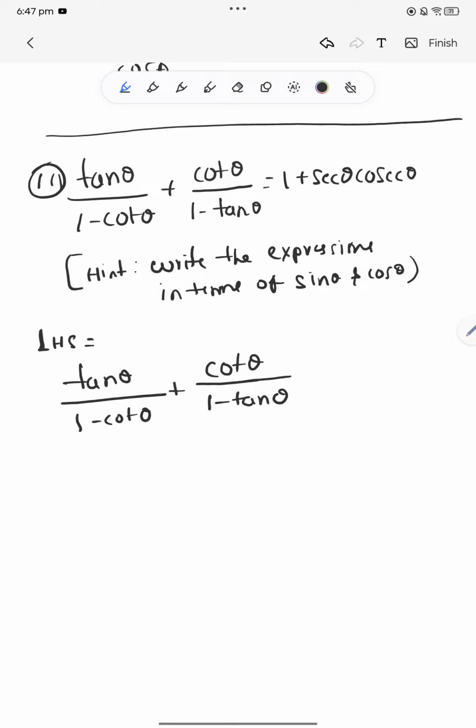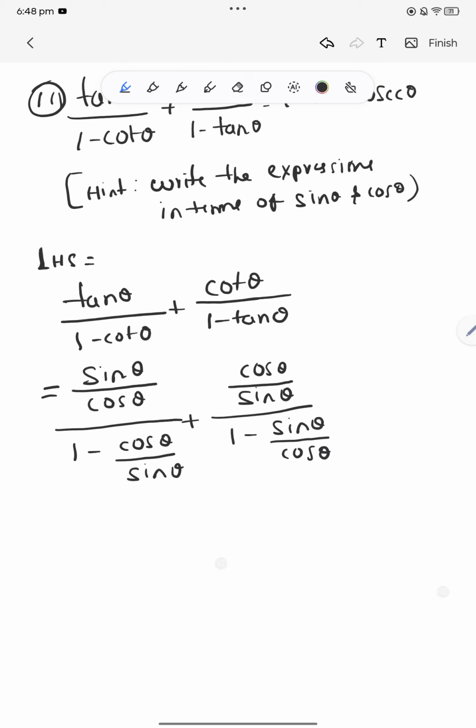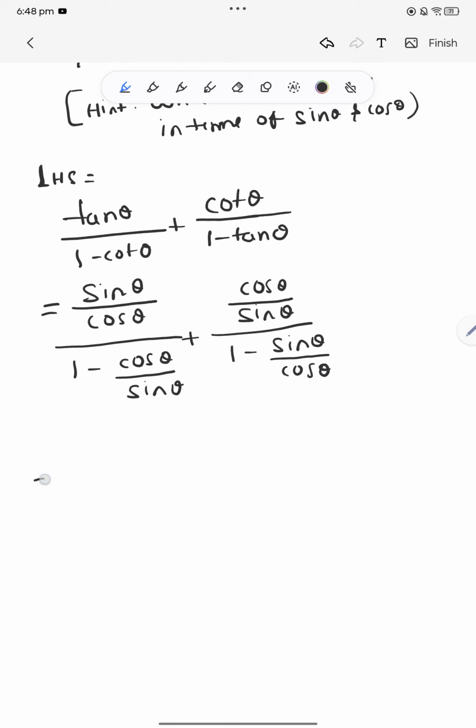So write the expression in terms of sin and cos theta. So tan theta we can write as sin theta by cos theta, whole divided by 1 minus cos theta divided by sin theta, plus cot theta is cos theta divided by sin theta, whole divided by 1 minus sin theta by cos theta. Let us take LCM and simplify. Above one, no problem, write as it is.